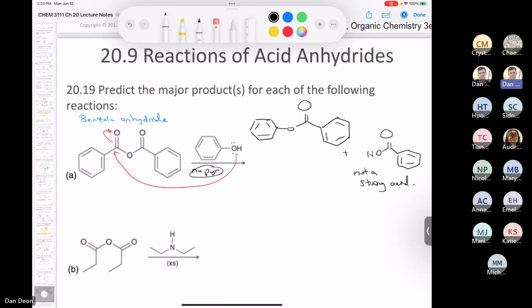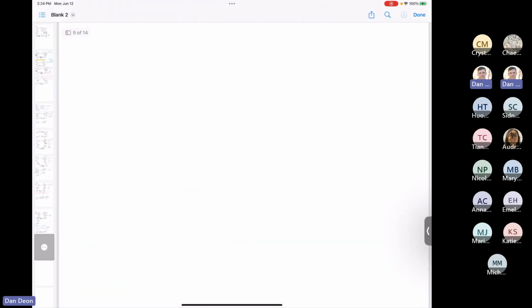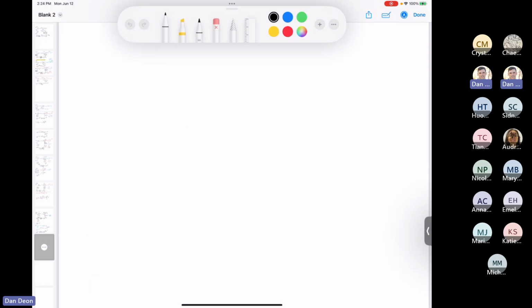Okay, let's try drawing the mechanism of B just to get some more practice here. So I'm going to switch over to a blank document here, so just bear with me. Come on, there we go. So let's find some space down here and let's give it the old college try. So this is question 20.19. And this is B.